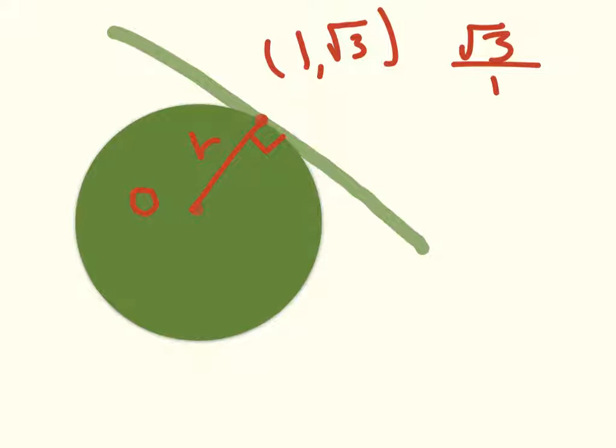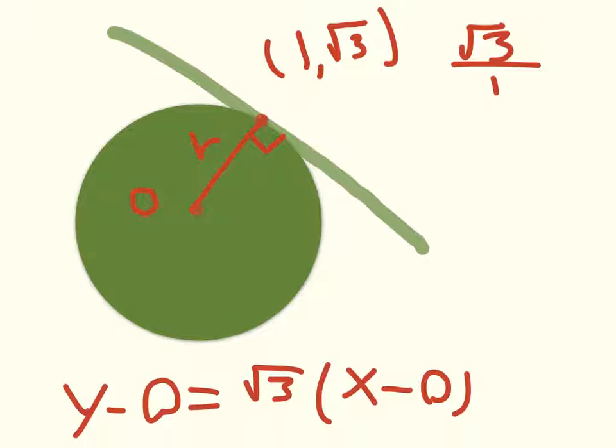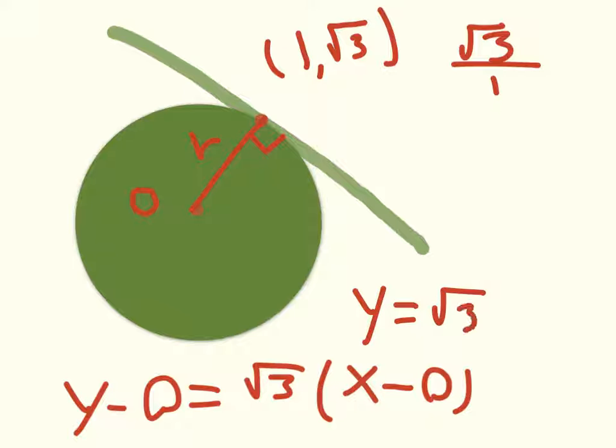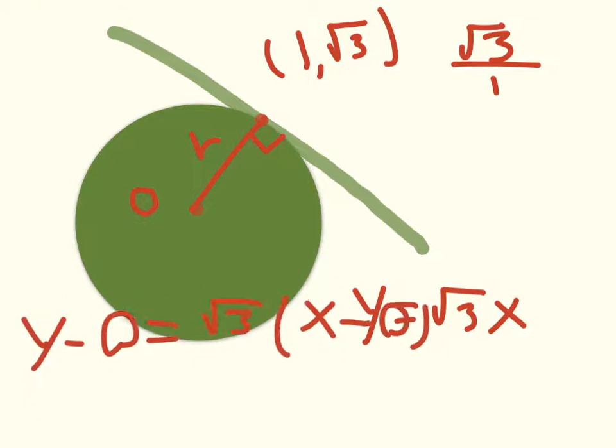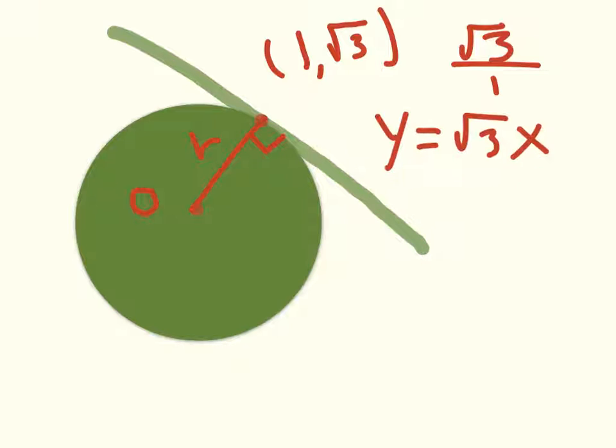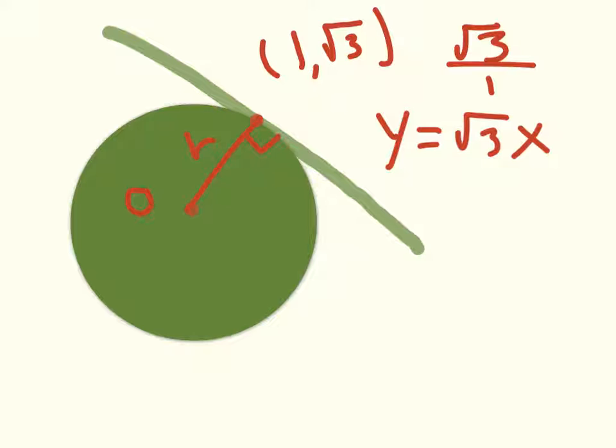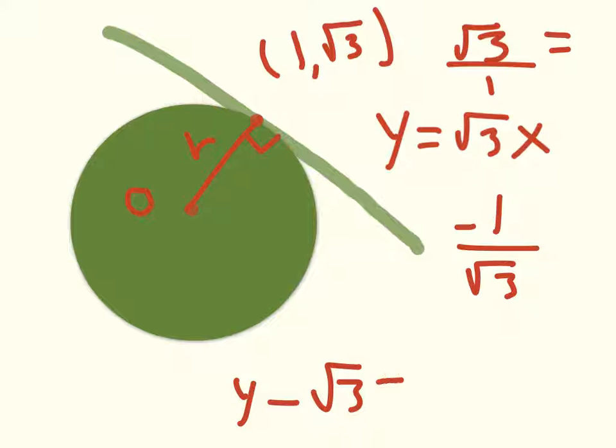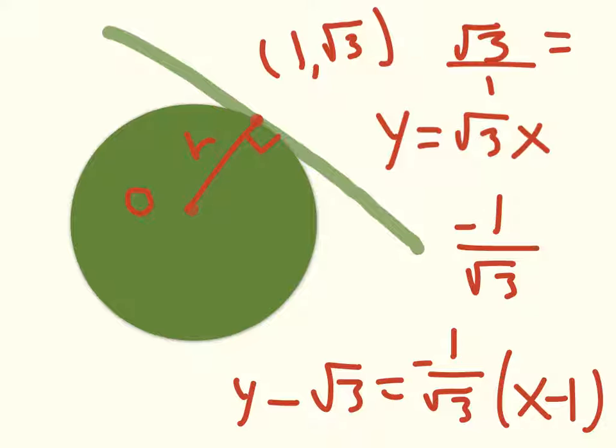And from that we can make the equation using point-slope form, y minus 0 equals square root 3 times x minus 0, or simply y equals square root 3 x. So from there, we can find the slope of the tangent line, because we know that it's just going to be the negative reciprocal of the other one. So the slope is going to be negative 1 over root 3, and then using point-slope form, we can make the equation y minus square root 3 equals negative 1 over square root 3 times x minus 1. And that's the equation of the tangent line.